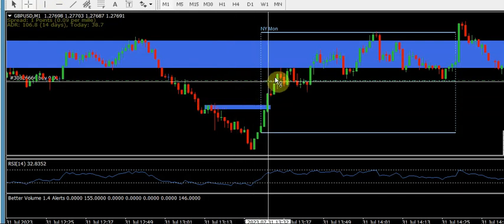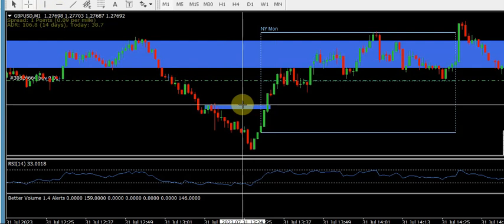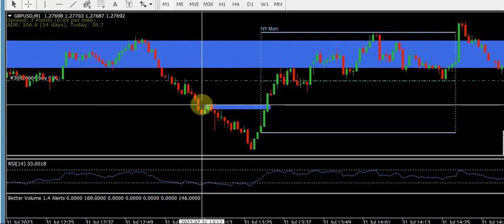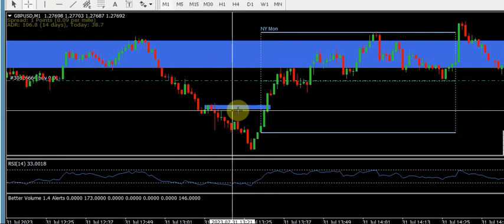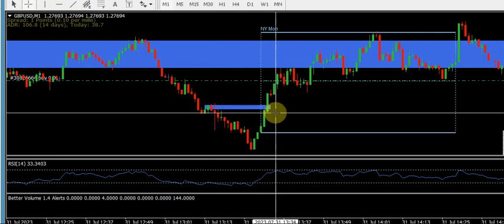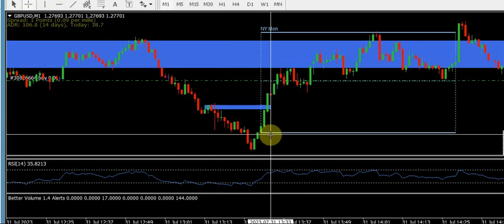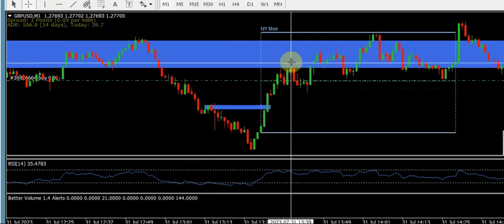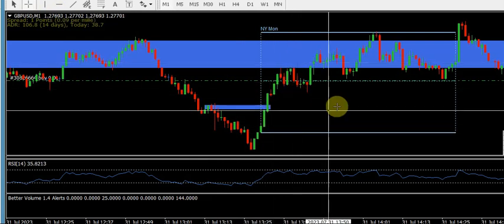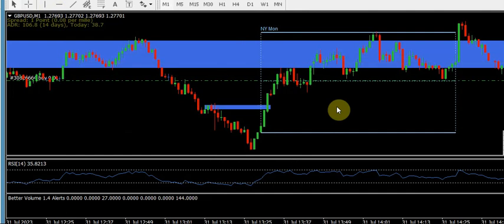You don't want to chase price up. So the most aggressive entry you can take is a tap back to this 1 minute high, and especially considering you've got these fair value gaps here, you definitely wouldn't want to chase price. So unfortunately, although everything about the setup is great, you don't get the entry.